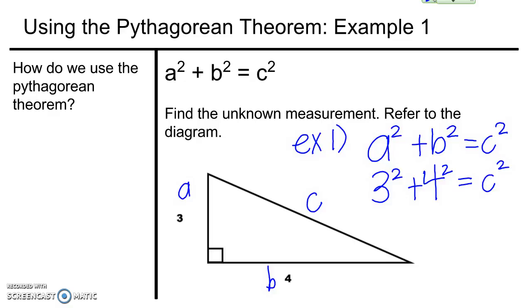Next, I need to work out my exponents. 3 squared, that means 3 times 3, which is 9. 4 squared, that means 4 times 4, which is 16. And I still don't know what c squared is. Next, I add together 9 plus 16, and that is 25.